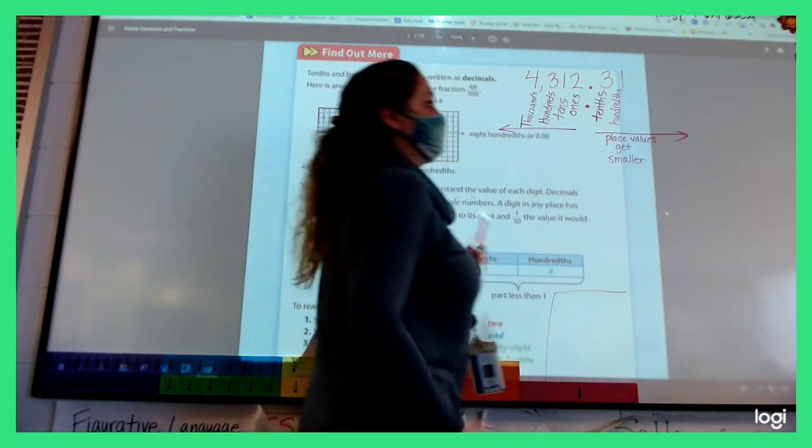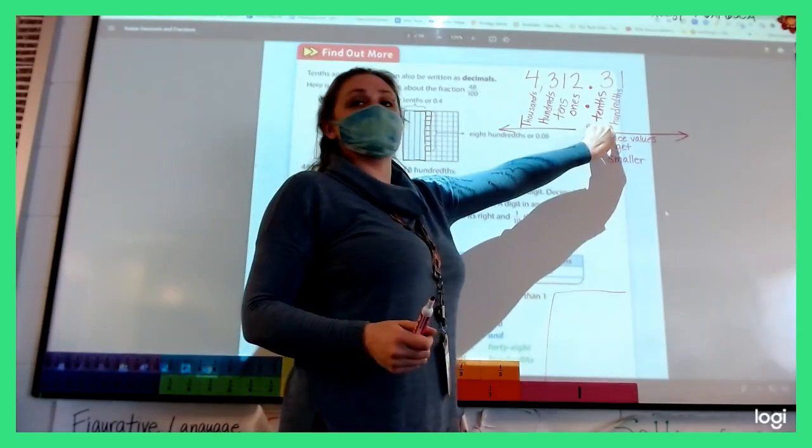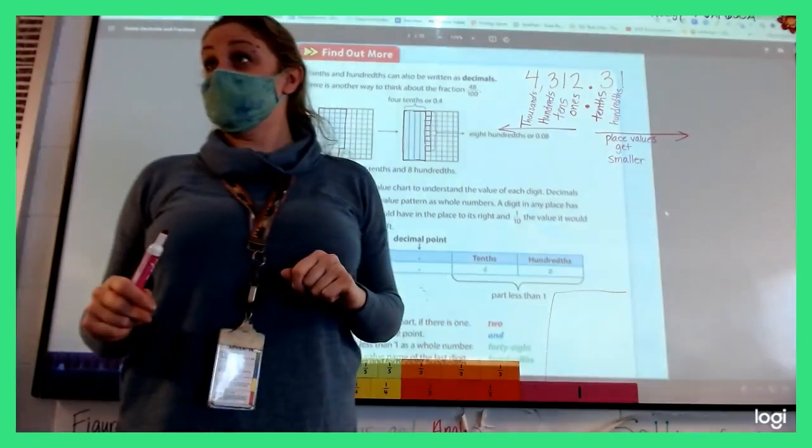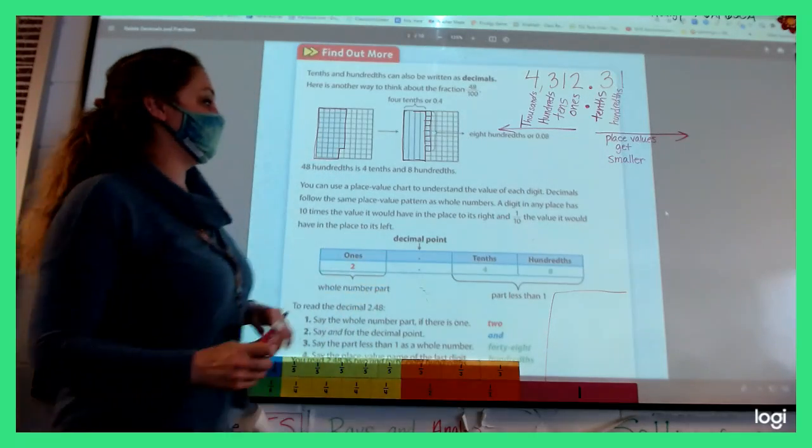Today, all we are focusing on is tenths and hundredths. And at this point, you barely even know what those are. Okay? So let's go on with our lesson before we have too many more questions.